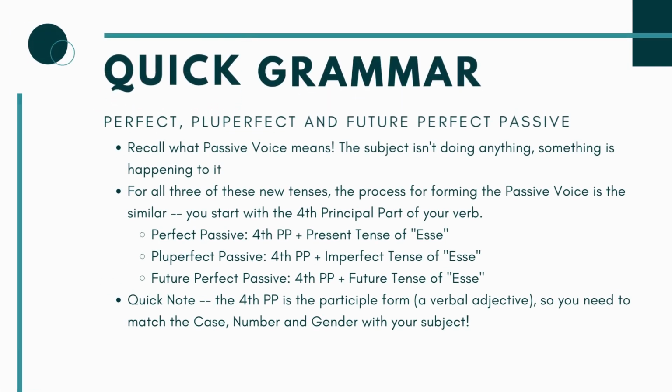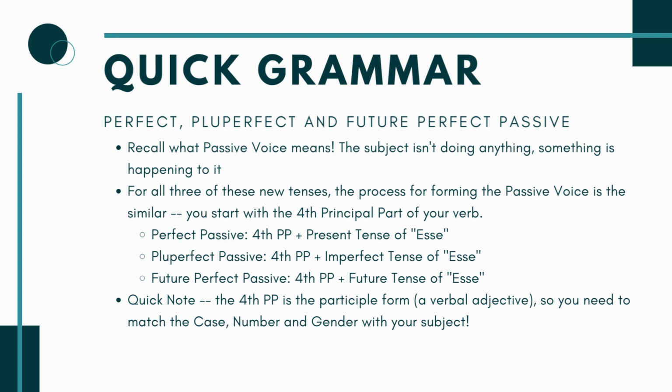The general idea, though, is this. When you're looking at these three tenses, the first thing you have to remember is what passive voice means. Remember that the subject isn't doing anything in the passive voice; something's happening to it. So it's the equivalent, instead of saying "I see," of "I am being seen," right? So that's passive voice. Just make sure you understand that.